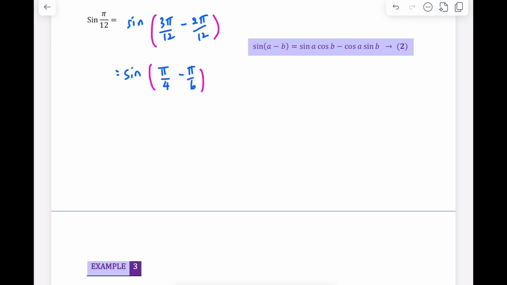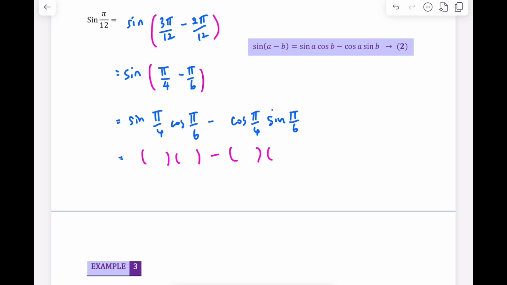So now let's utilize formula 2, which is sine of difference formula. So this will become sine A cos B minus cos A sine B. So after we've reached this stage, the next stage is just to find out the exact value of each of them. So just use your calculator until you get your answer, root 6 minus root 2 over 4. Therefore, this is your final answer.